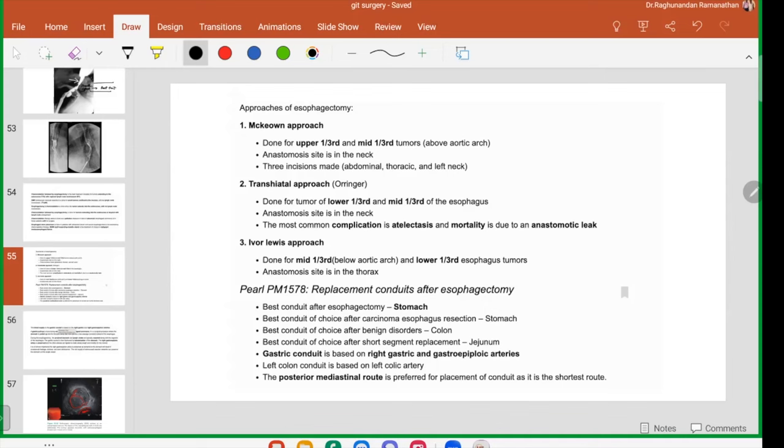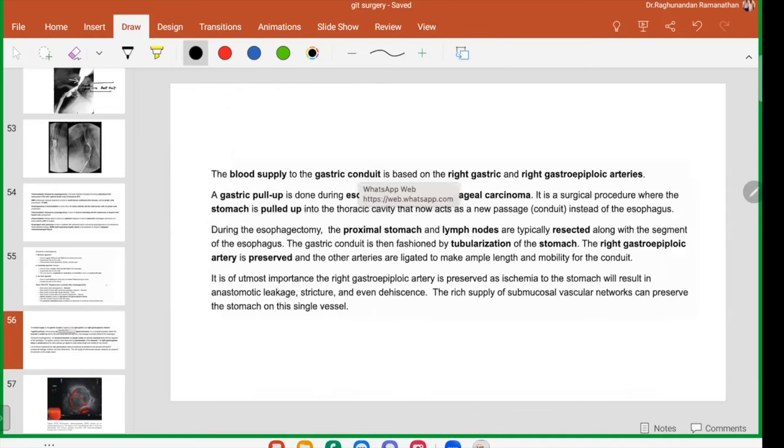The gastric conduit is based on the right gastric and gastroepiploic artery. This has been asked as a question already. The left colon conduit is based on the left colic artery. The posterior mediastinal route is preferred for placement of the conduit as it is the shortest route. Now, this is what I told you: right gastric and right gastroepiploic artery. The proximal stomach and lymph nodes are typically resected along with the segment of esophagus.